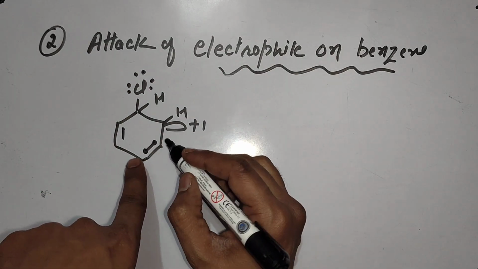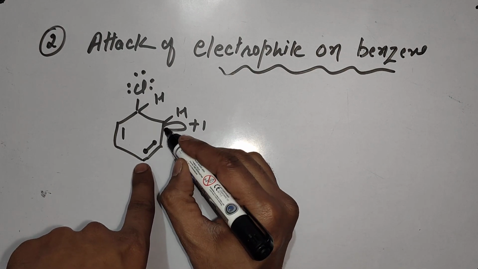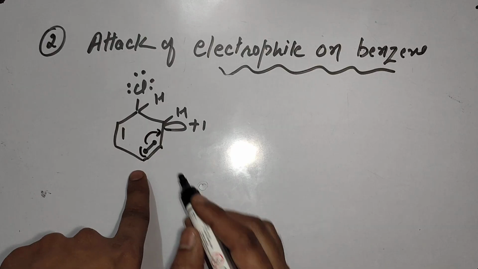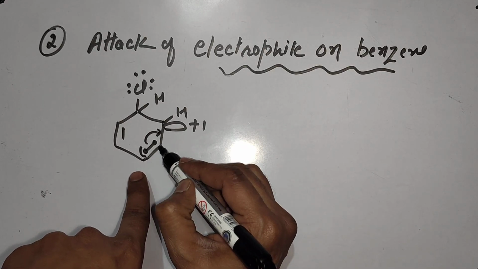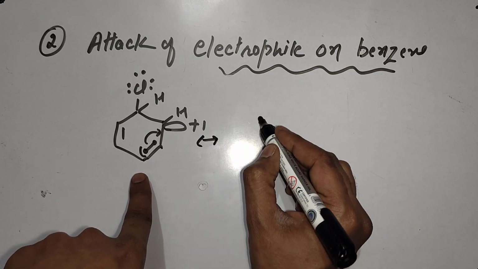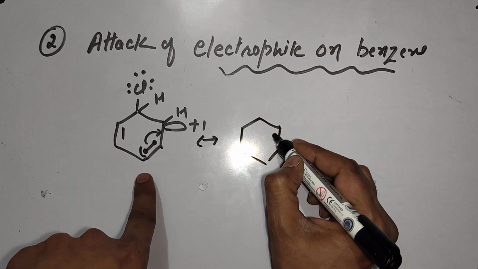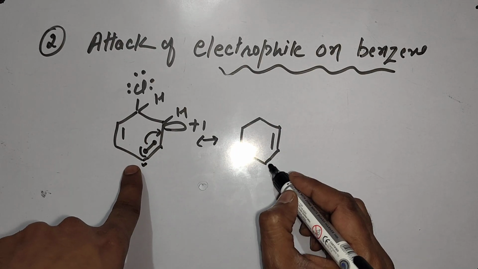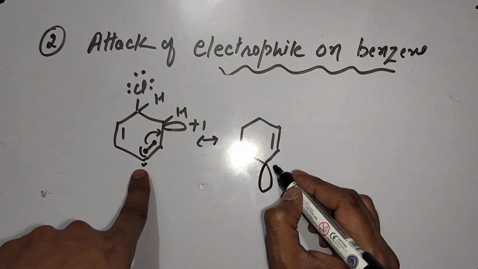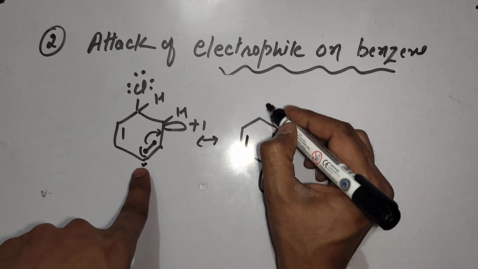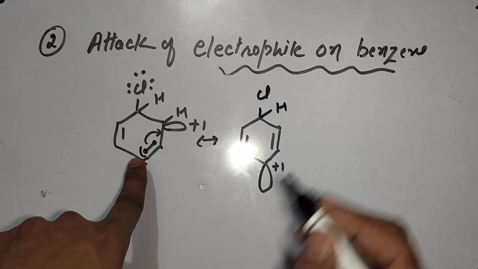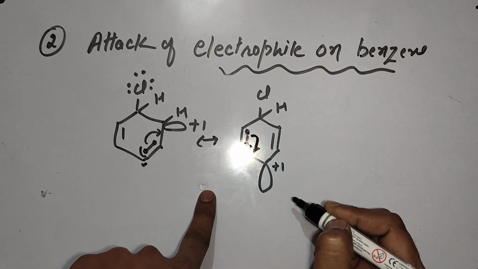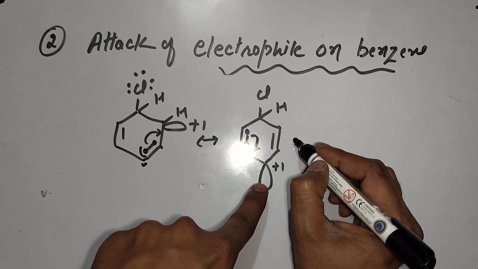Now, resonance means movement of pi electrons. Due to this vacant orbital, this carbon will shift pi electrons here. And a bond between this carbon and this carbon will generate here. Now, this carbon is losing its 1 electron. So now a vacant orbital will generate on this one, with +1 charge. And the rest of the molecule will remain as it is. No change. Next, again, these pi electrons will shift here to satisfy this vacant orbital.